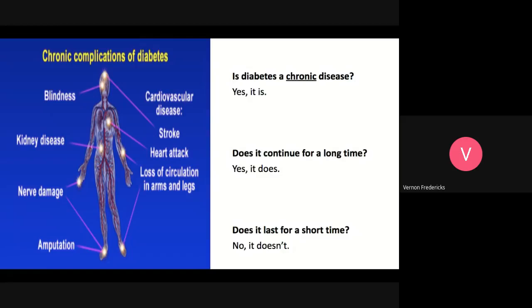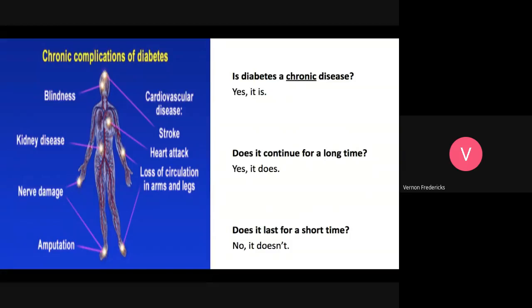Is diabetes a chronic disease? Yes, it is. Does it continue for a long time? Yes, it does. Does it last for a short time? No, it doesn't. So, what does chronic mean? Chronic means a disease or a sickness that you will have for the rest of your life.